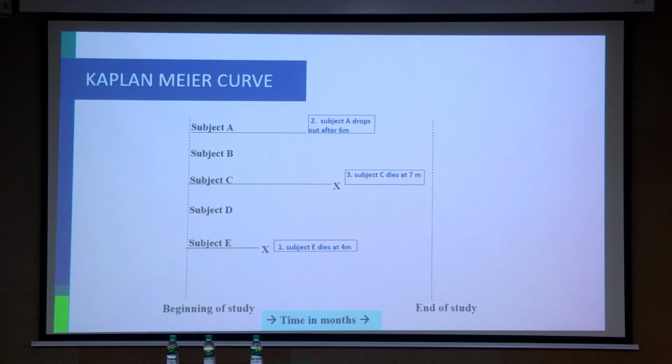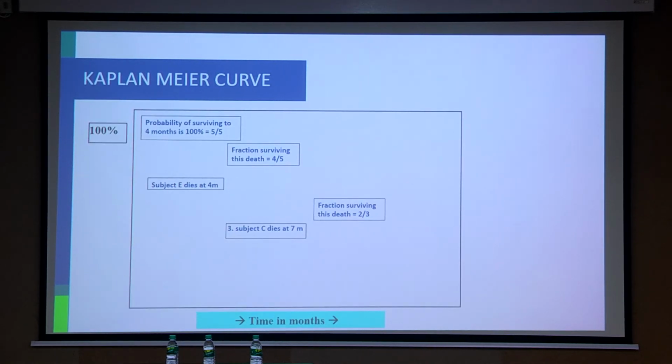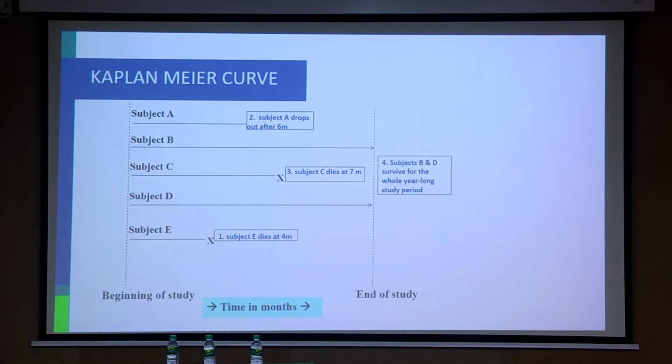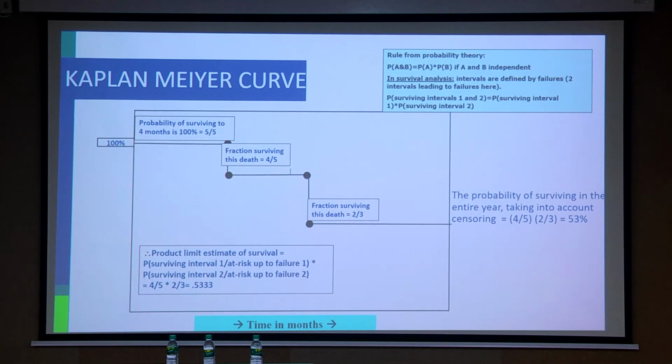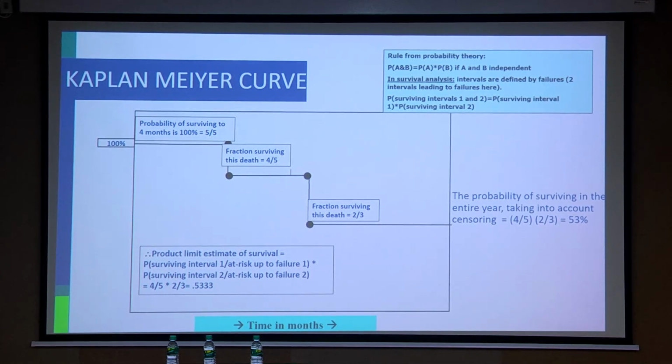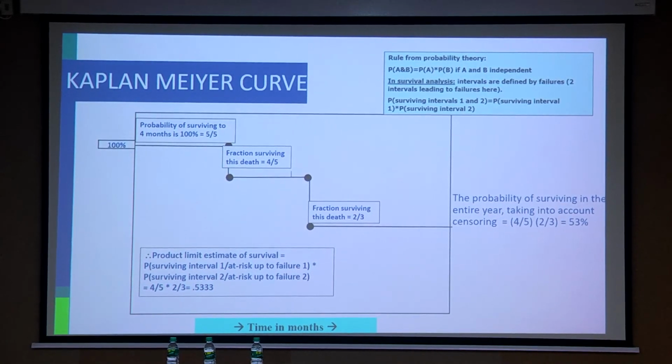At 7 months, subject C dies. So here the survival probability will be 2/3 and the hazard ratio will be 1/3. See, the overall survival probability will be 53%. Here subjects B and D both have completed the study period, but we don't know what happened after that. So we have to include them also in the study, and the total survival probability for all the patients will be 53%. The survival probability is an estimate which is useful in calculating survival over time.